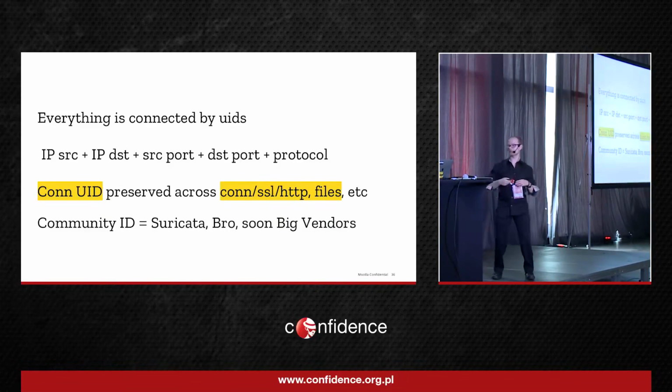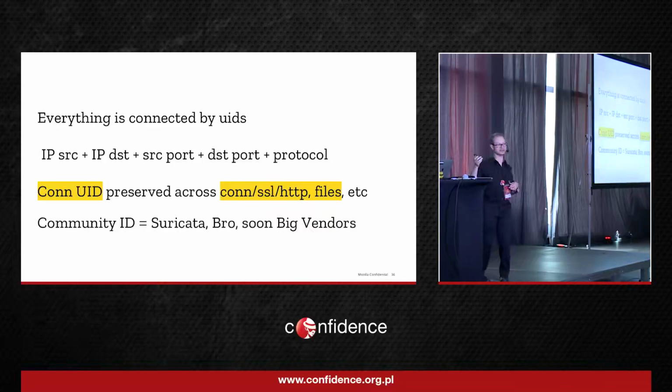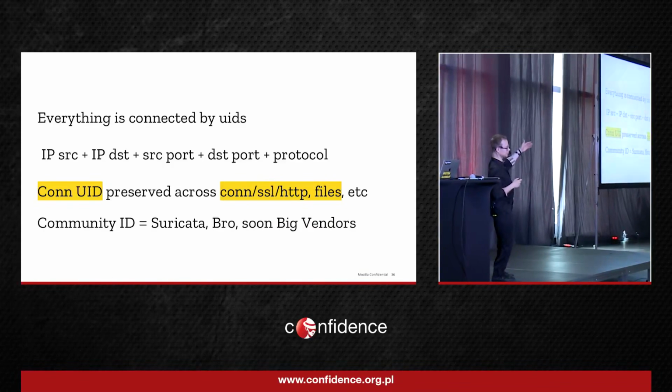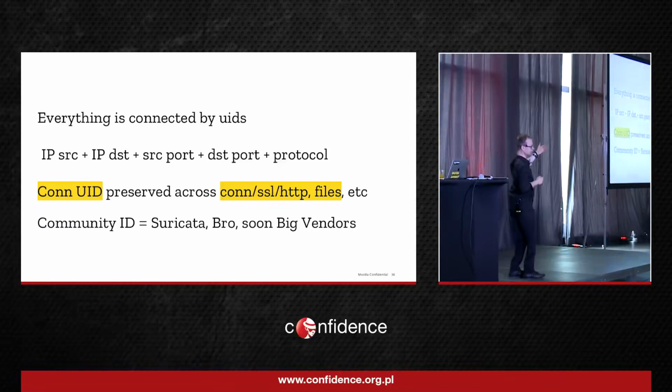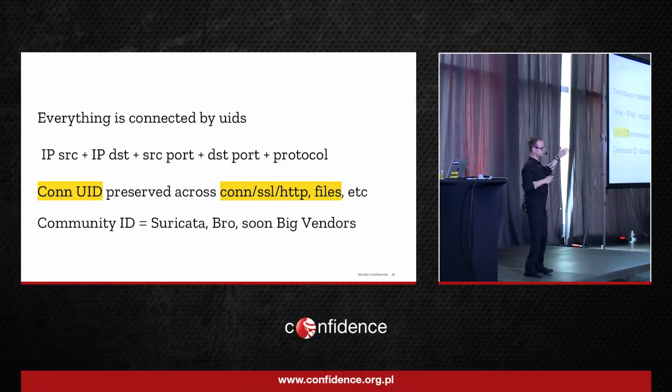The good news is that the Bro IDS and Suricata IDS and network vendors started to cooperate. So you will be able to pivot between logs: let's say Suricata detected something, you go to Bro, you have the same connection ID, you ask Bro what it detected, then you pivot to your Cisco appliance, your Juniper appliance, whatnot.